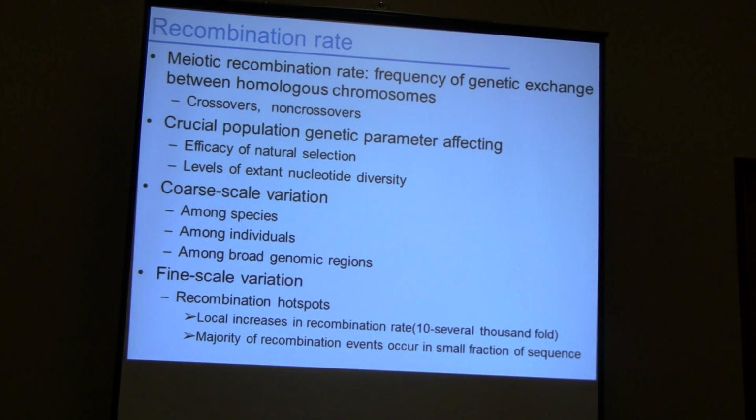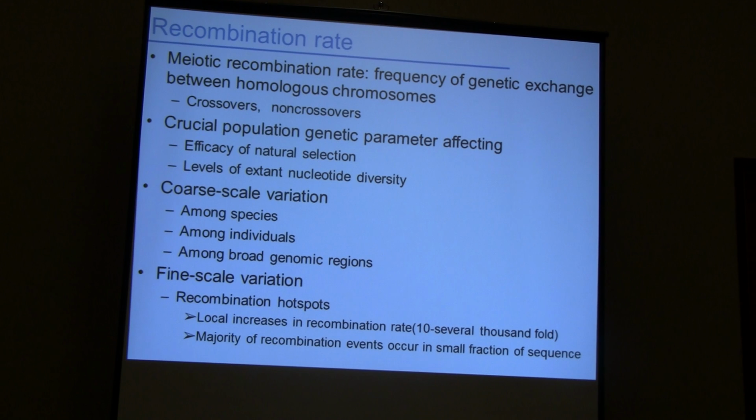So of course, meiotic recombination really refers to the frequency of genetic exchange between homologous chromosomes during meiosis. And as Jeff just told you, there are 2 possible outcomes of the meiotic recombination pathway. There are crossovers and there are non-crossovers. I'm going to be talking about crossovers only. I'll use the term recombination rate, but I want you to remember that I'm not talking about non-crossover events at all. We've known for quite some time that recombination rate is a really important population genetic parameter that has a number of effects on genome evolution, including things like the efficacy of natural selection and levels of extant nucleotide diversity.